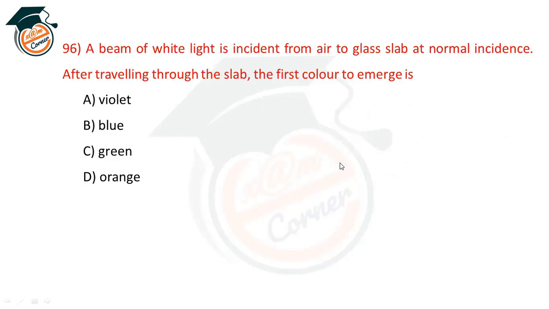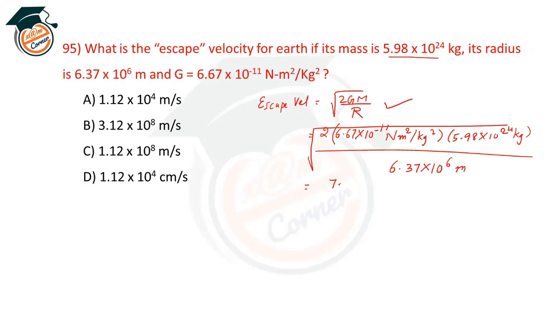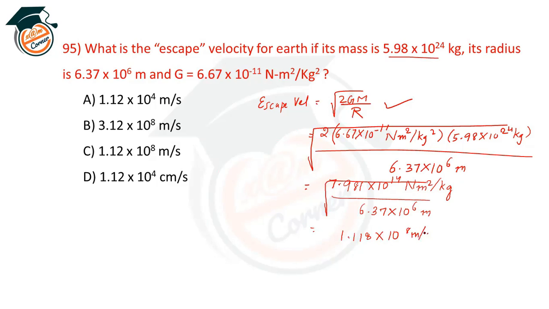This is equal to 7.981 into 10 to the power 14 Newton meter square per kg. The kg will cancel. Divided by 6.37 into 10 to the power 6 meter, root over. This will approximately come around 1.118 into 10 to the power 8 meter per second.